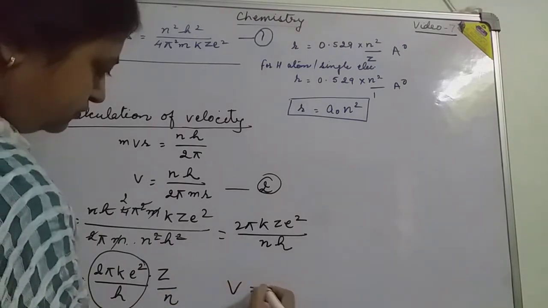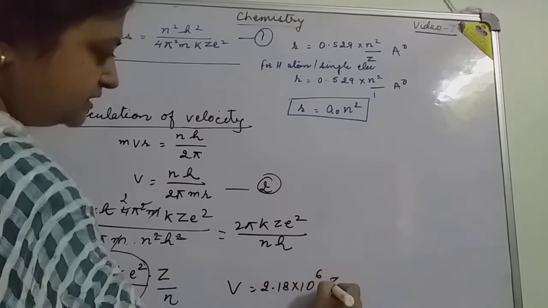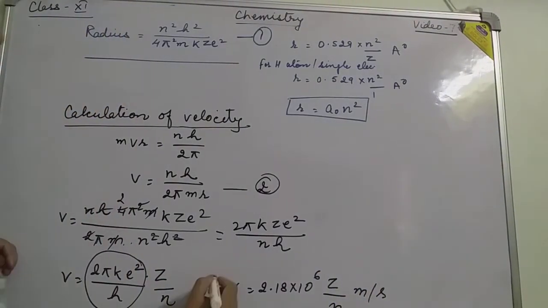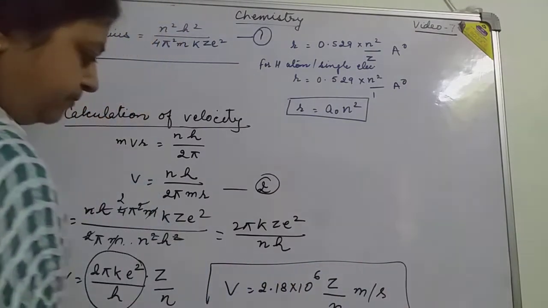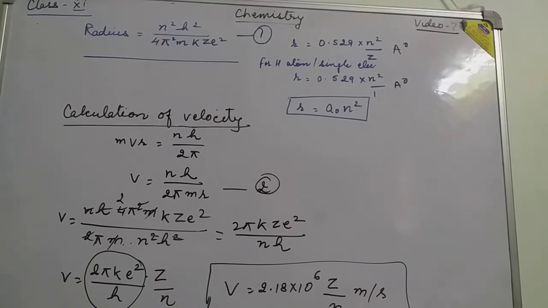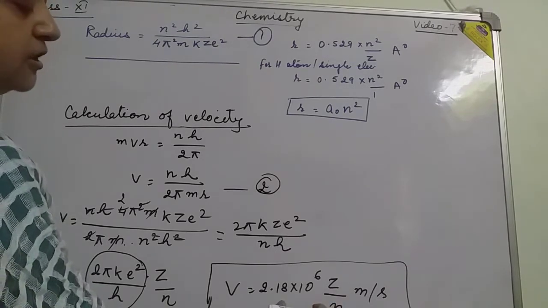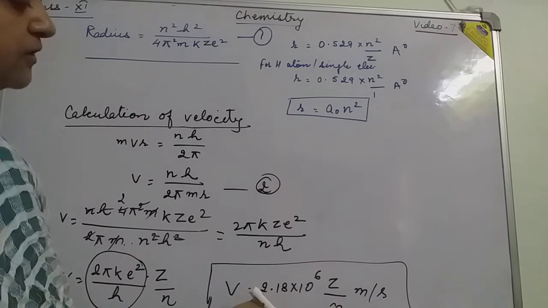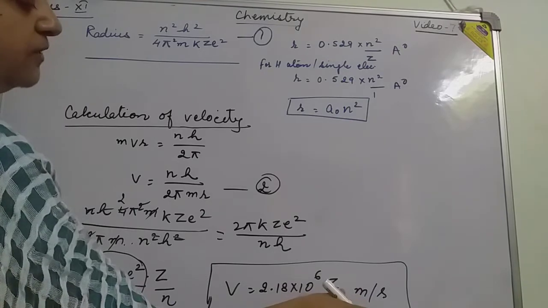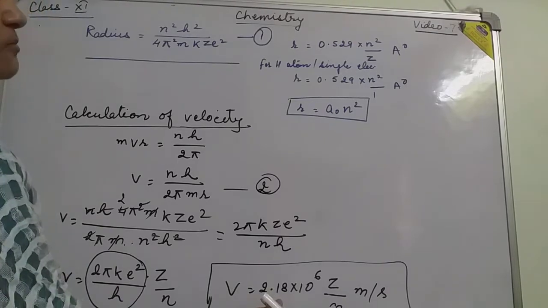These all have constant values. So v equal to 2.18 into 10 to the power of 6 z by n meter per second. This is the value of velocity of an electron in different shells. If the number of shell is 1, then the velocity is equal to 2.18 into 10 to the power of 6 z. For hydrogen atom, z is 1. The velocity of hydrogen atom in the first shell is 2.18 into 10 to the power of 6 meter per second.